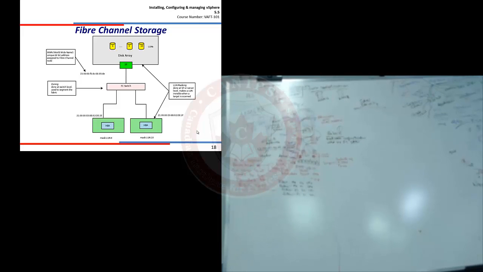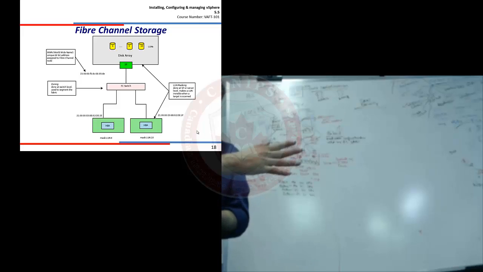Basically, these logical unit numbers are logical partitions made from the disk and provided to the ESXi host. It is exactly the same concept as in Windows. In Windows, you get a disk, and then you logically partition it. When you logically partition it, then you can connect it.